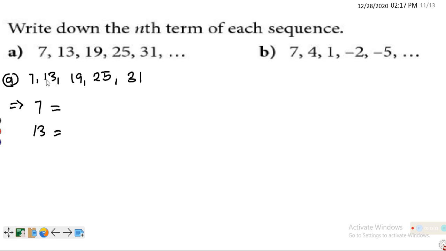Now if you look at the difference between the second and the first term, the difference is 6. So if we have 6, then 6 plus 1 will give us 7, right?